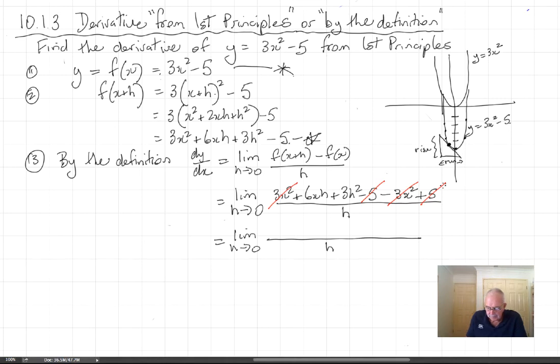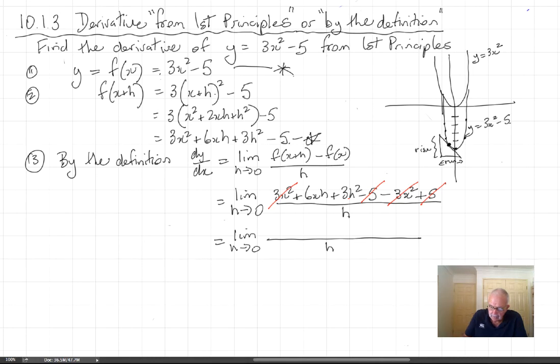A little hint. When you do the cancelling here, all the terms that are left must have an h in them. Always will, no matter what it is. So just check for that. If you have done all the cancelling and you've still got something here with just x's and no h in it, you know you've made a mistake. So go back and have a look back up there.